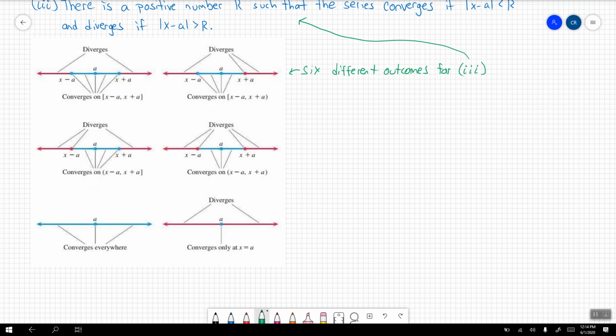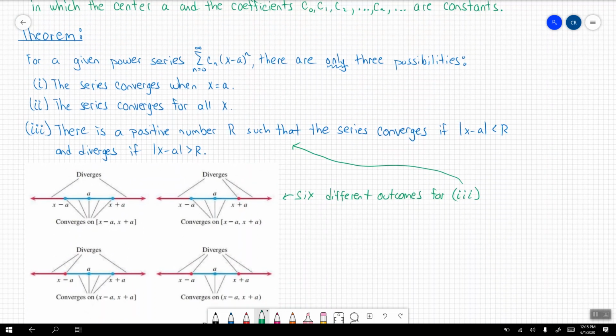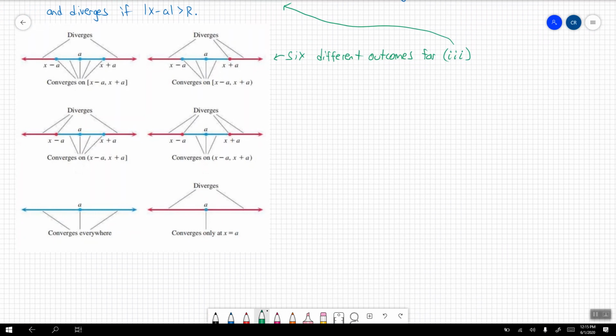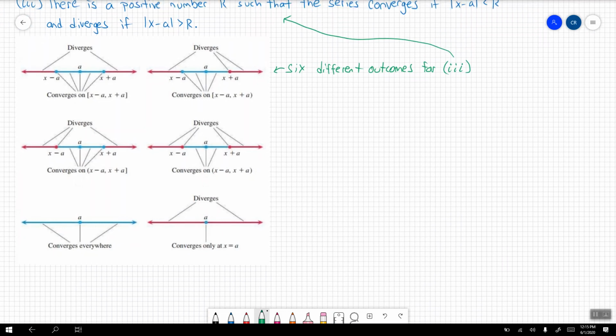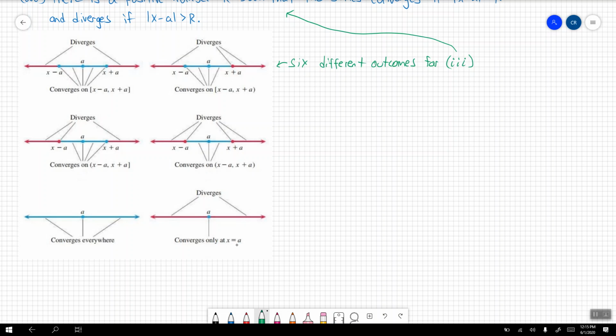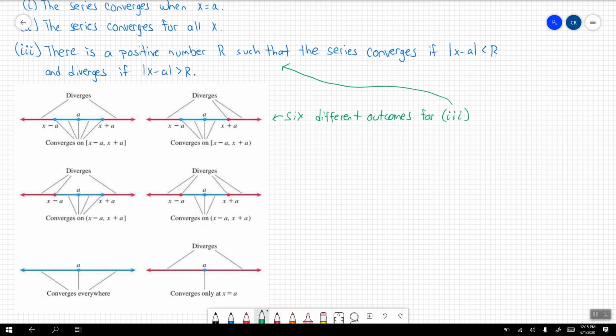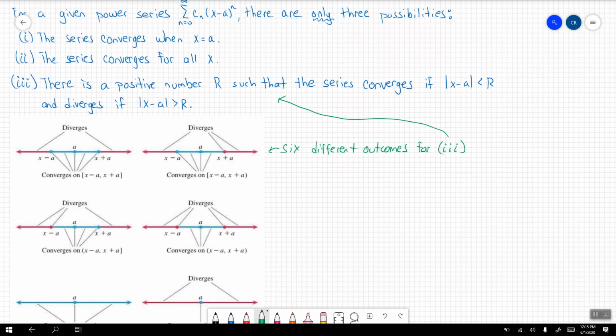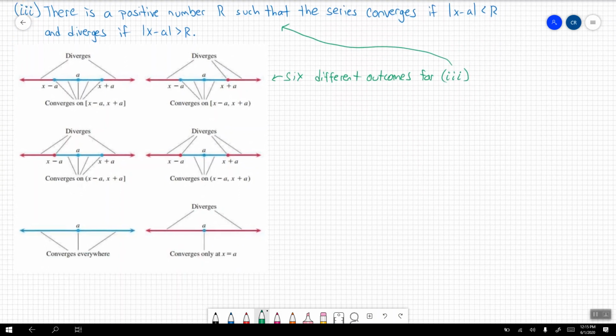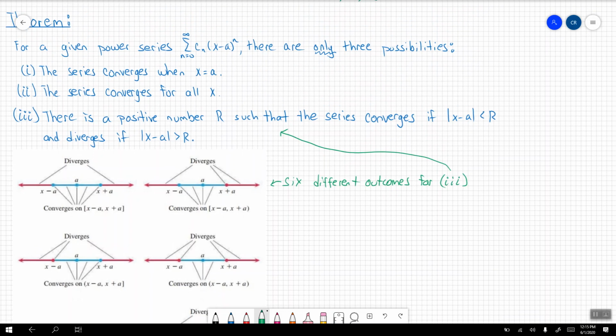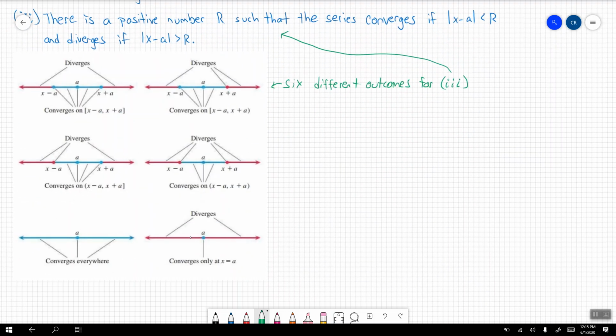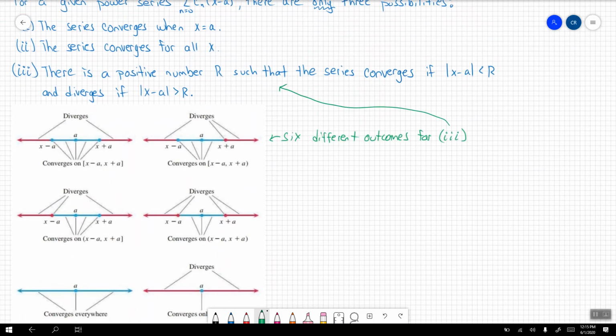The next one is that it converges everywhere. Well, that's kind of nice, converges everywhere. It boils back down to this part here. Still falls under this example there. And the last one says that it converges for all x. So converging for all x, the last one says that it converges only at x is equal to a. So x is equal to a is this first example here. The series converges when x is equal to a. So these are all of the 6 different possibilities that we actually get from this specific theorem, where the last 2 are just the first 2 here.